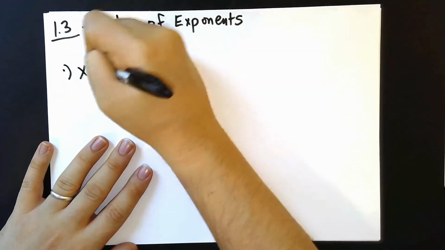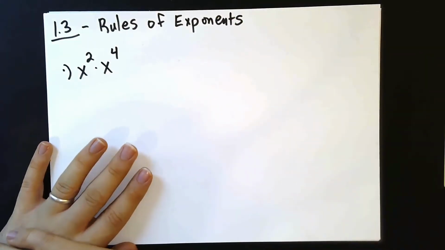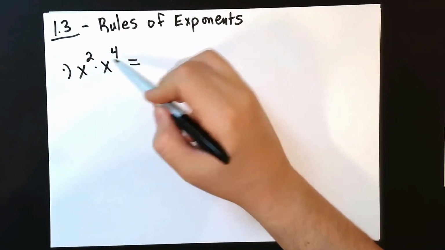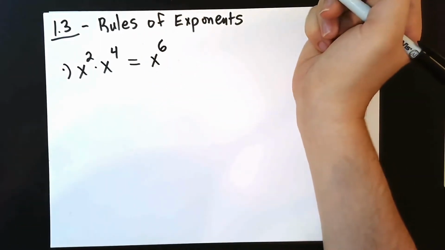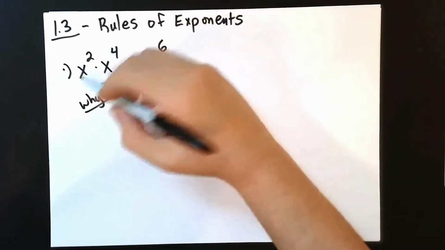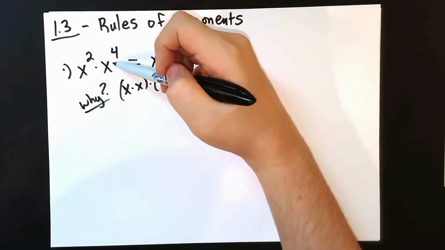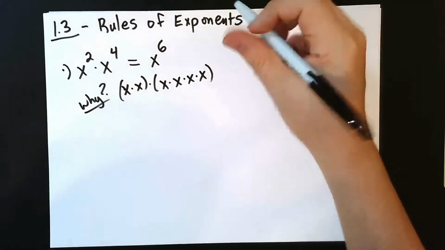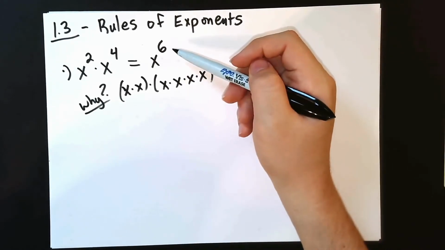So the first rule concerns what happens when you have something like x squared times x to the fourth. And what happens in this case is that you add the exponents, so you end up getting an x to the sixth. And actually, if you want to know why, this one's not so bad to see, because what is x squared? It's x times x. And what is x to the fourth? It's x times x times x times x. And so if I just look at this, well, that's 6 x's multiplied together. That's where my x to the sixth comes from.